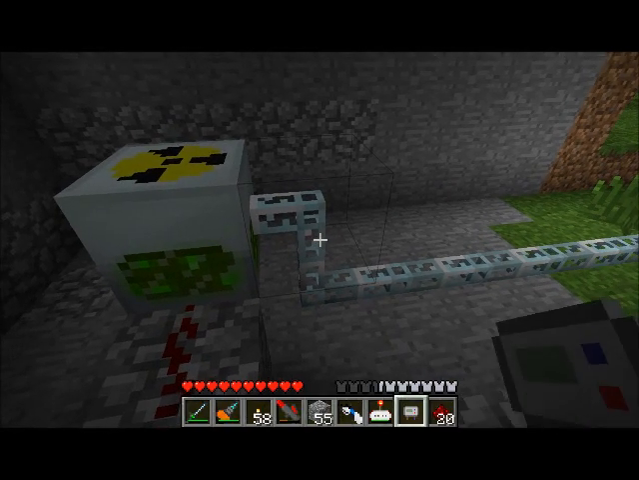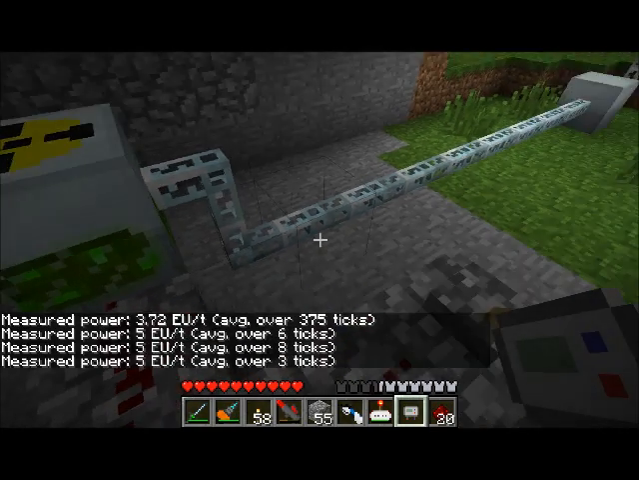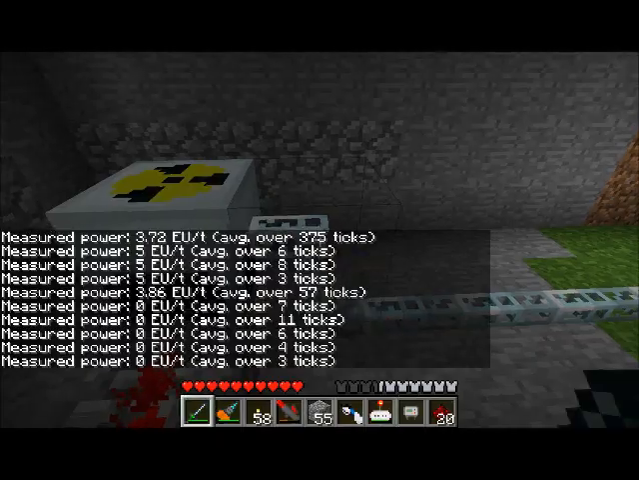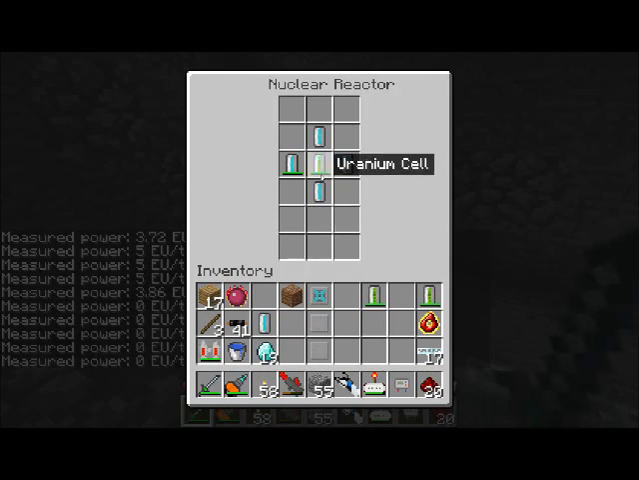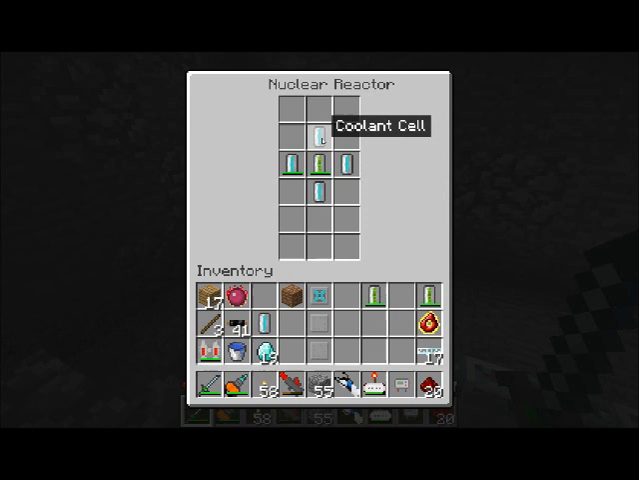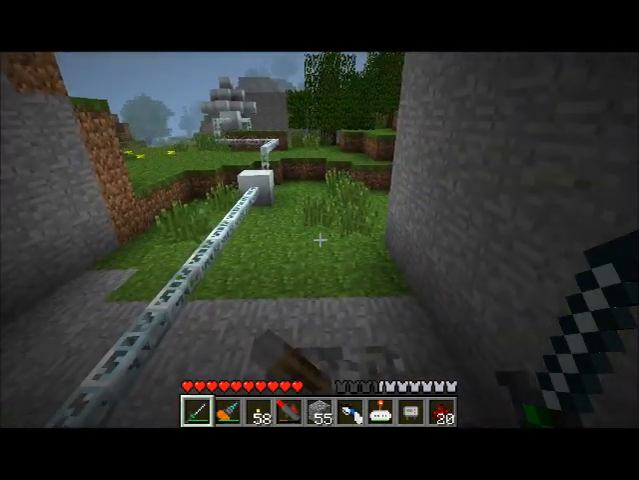Okay, I measure the energy here, 5 units of energy per tick. Flip the lever, no more energy going through. And what's happening is the uranium cell is basically shut off, but the coolant cells continue to release heat. Okay, so that's why this guy repaired itself, and if we wait a little bit, this guy should repair itself as well and basically be full.